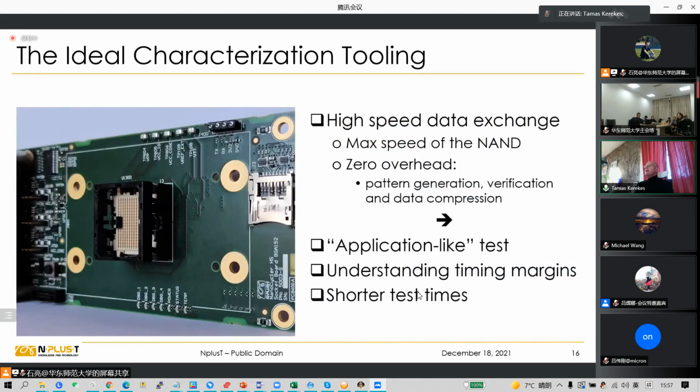Of course, the edge speed test, which we said is important. It's not only the interface speed, but also the low or zero overhead during the test pattern generation, the verification, and the data compression of the results read out of the NAND. This means that you will have an application-like test. You will be able to understand the timing margins, and of course you will save test time.